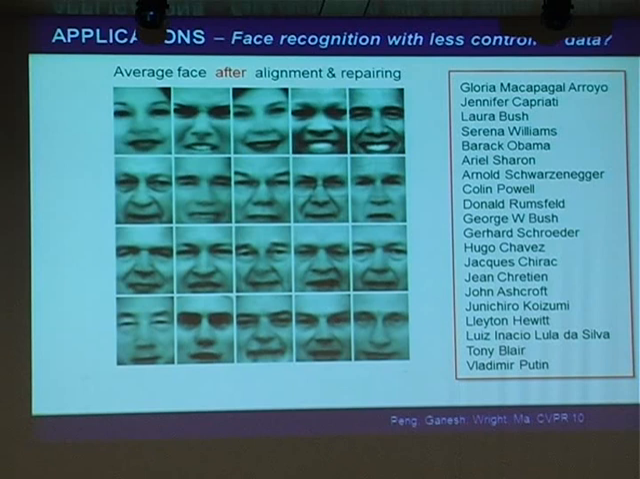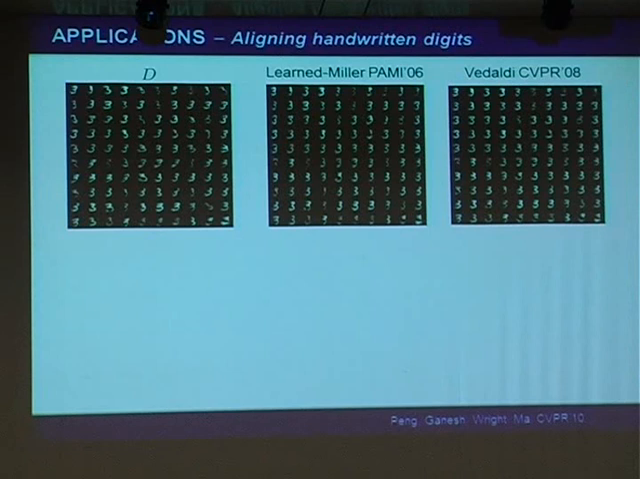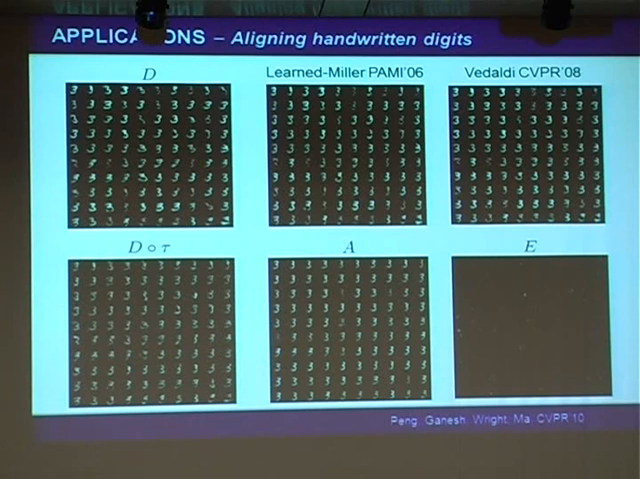In this sense, you can potentially use this kind of data for face recognition and so on. The whole process can be automated. It also works for handwritten digits. You can align them; there's previous work that shows how to align them very well. But what they cannot do is repair what the three should be. Now the byproduct here is that through majority vote, you can repair what the letter should actually look like.